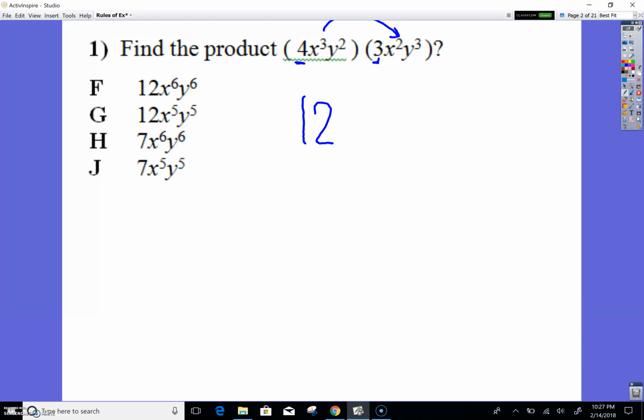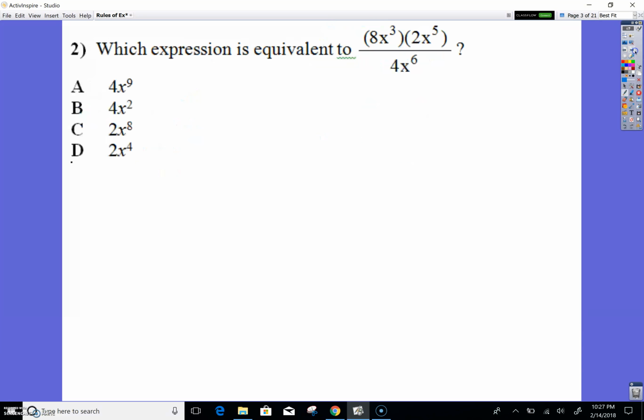Remember, the product rule says when we multiply the two terms, we're going to add the exponents of the same base. So x, 3 plus 2 is 5. Then we're going to add the y's. Y, 2 plus 3 is 5. So pretty easy, right? All right, let's go to the next one.